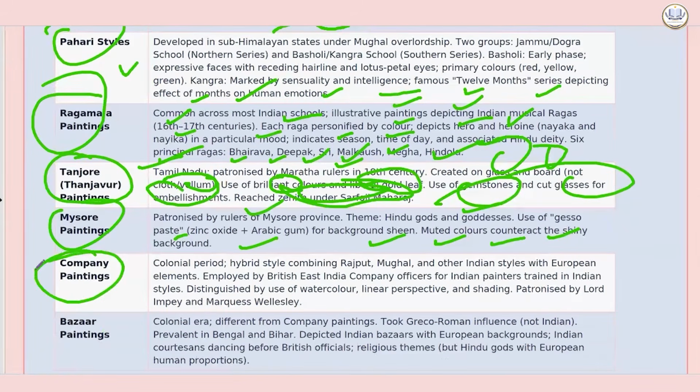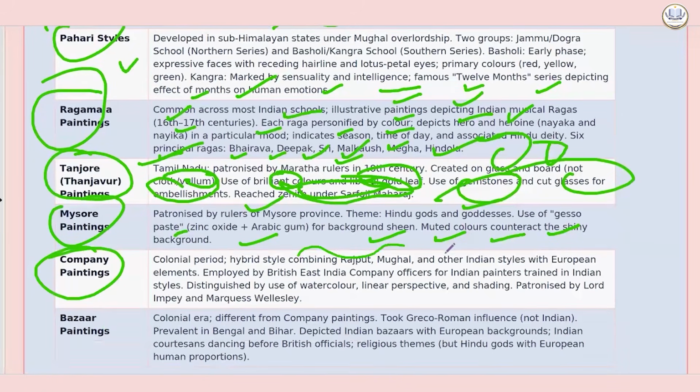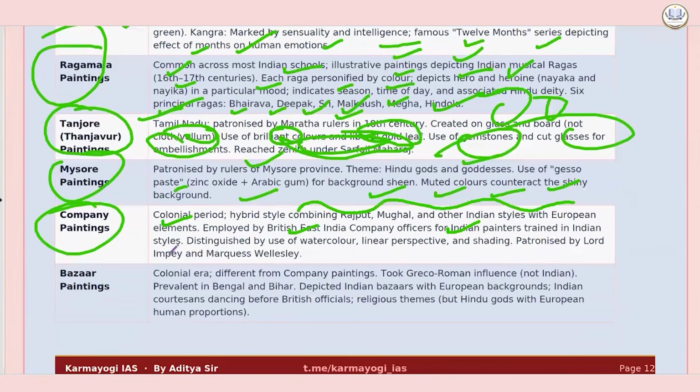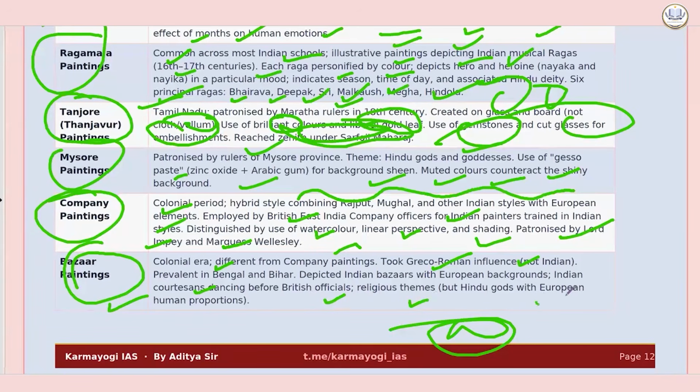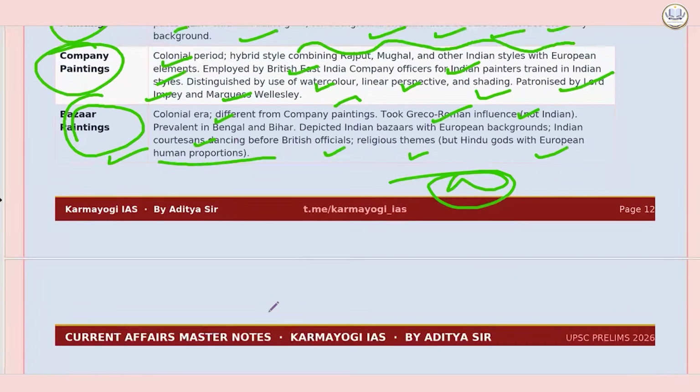Then we have Company painting, which came in the colonial period. A hybrid style combining Rajput, Mughal, and other Indian styles with European elements, employed by British East India Company officers for Indian painters trained in Indian styles, distinguished by use of watercolor, linear perspective, and shading, patronized by Lady Impey and Marquess Wellesley. Then we have Bazaar painting, different from Company painting, which took Greco-Roman influence, not Indian, prevalent in Bengal and Bihar, depicting the Indian bazaar with a European background. Indian courtesans dancing before British officials, religious themes, but Hindu gods with European human proportion were shown.